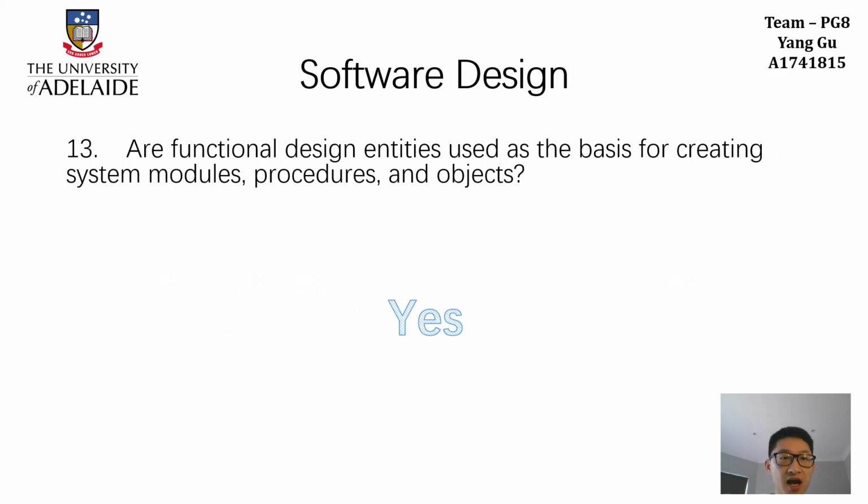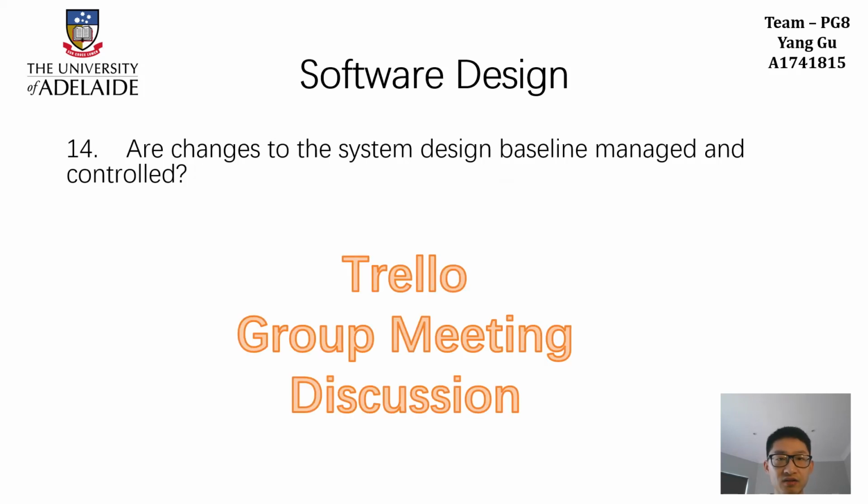The next one is: are functional design entities used as the basis for creating system modules, procedures, and objects? The answer is yes also, because before we designed the system, we knew this system is an object-to-object system. So we need to make sure the systems can communicate between each object. The next one is: are changes to the system design baseline managed and controlled? Besides using Trello to control our system, we also have group meeting discussions about our system to make sure our system is under control.